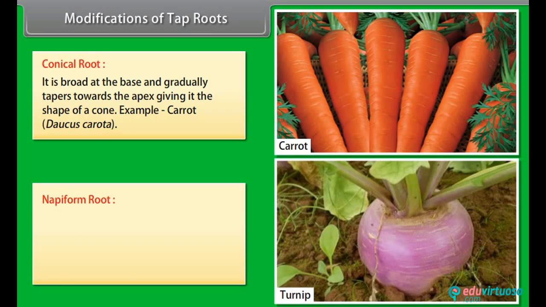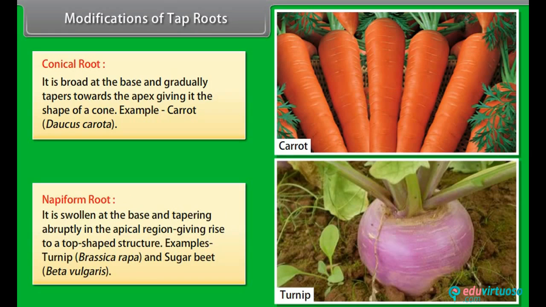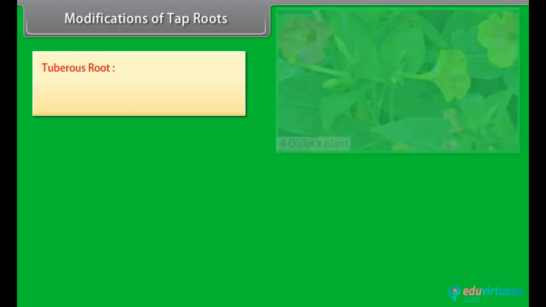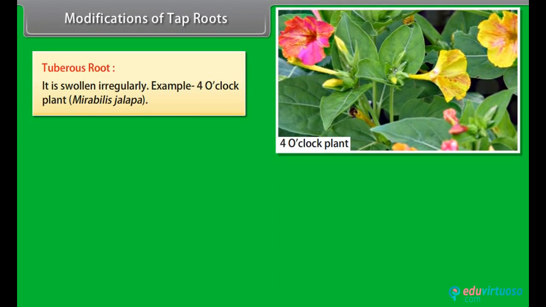Napiform root. It is swollen at the base and tapering abruptly in the apical region, giving rise to a top-shaped structure. Examples, turnip and sugar beet. Tuberous root. It is swollen irregularly. Example, four o'clock plant, Mirabilis jalapa.